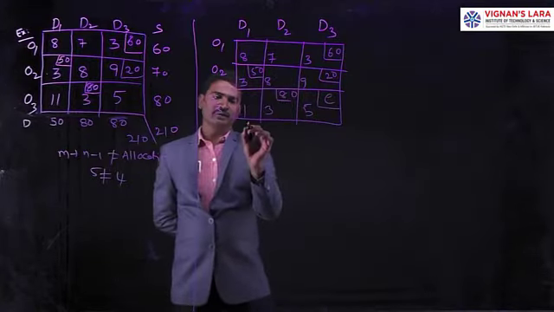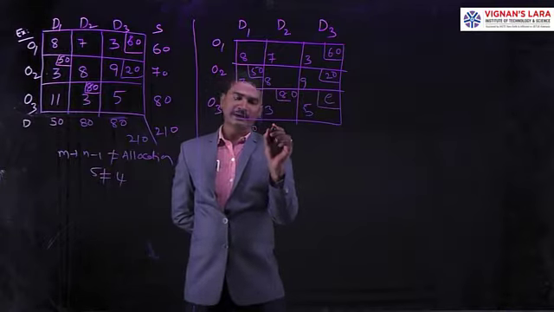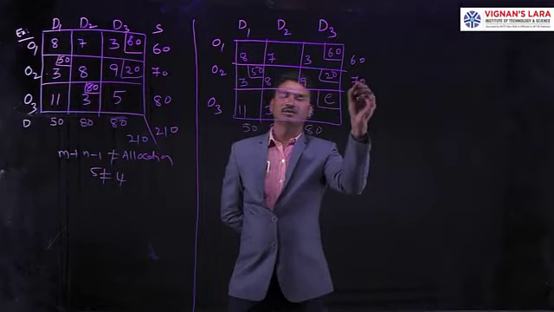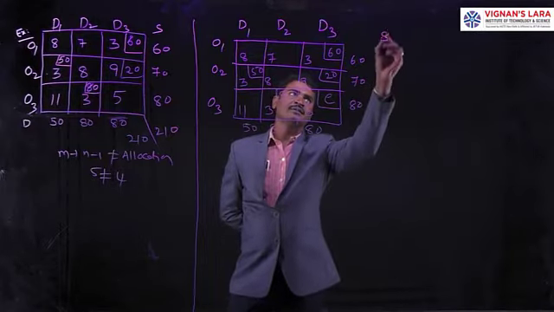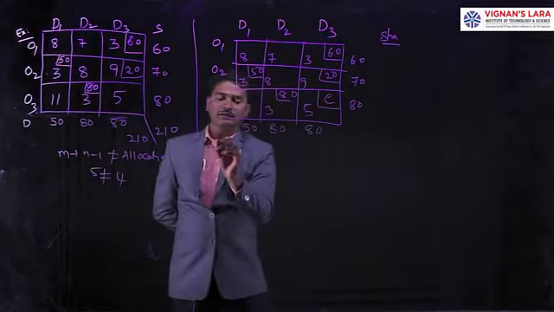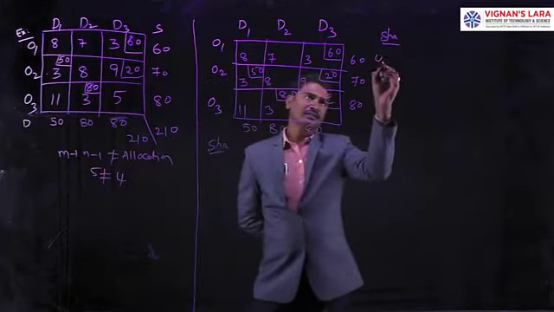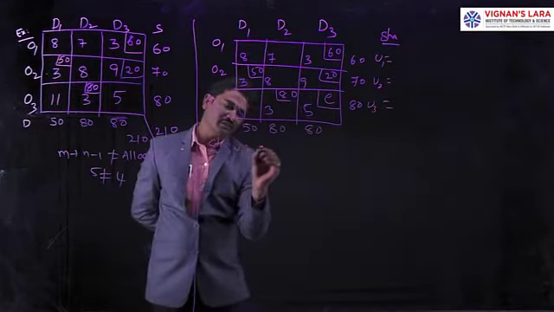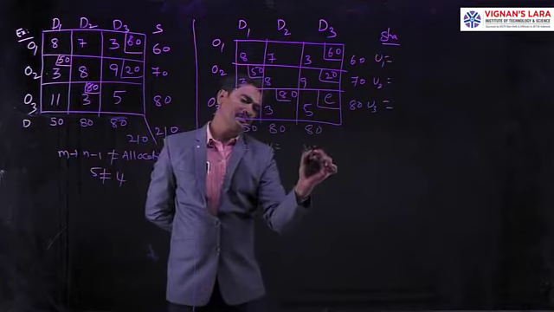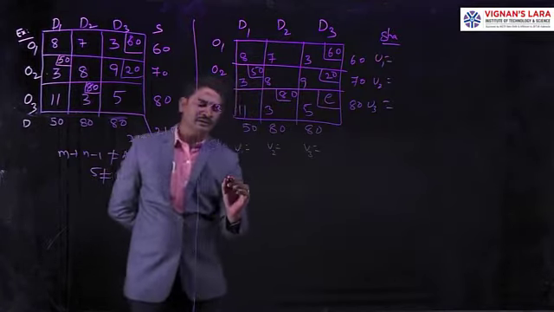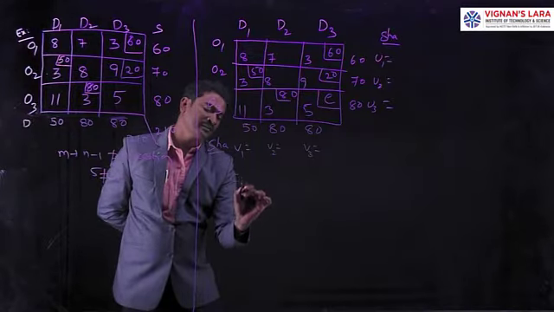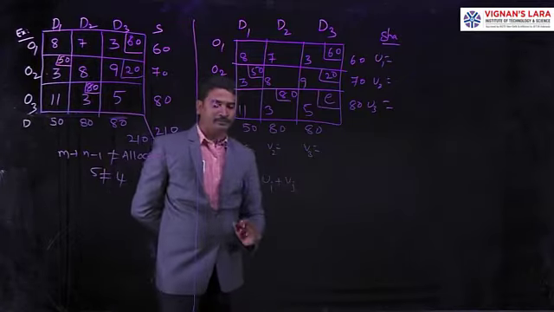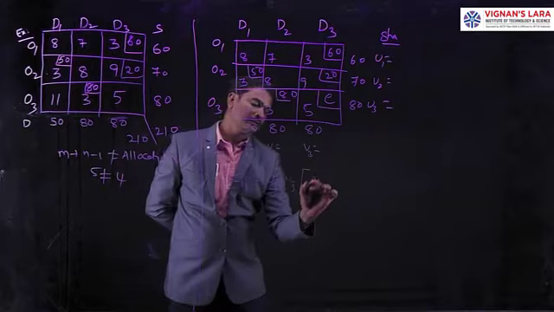After adding the minute value, we are going to calculate the shadow prices. How are we calculating the shadow prices? Where are we calculating the shadow prices? Shadow prices we are calculating at allocation cells. Here we are taking the shadow prices U1, U2, U3, and here we are taking the shadow prices V1, V2, V3. Now we are going to calculate the shadow prices by the formula Cij is equal to Ui plus Vj. It is for allocation.